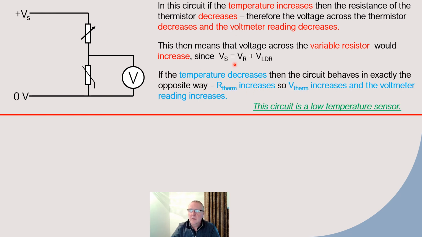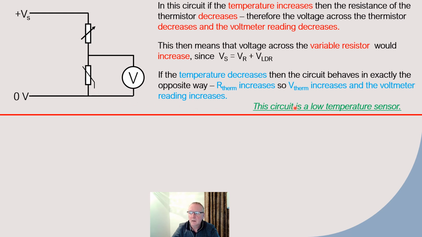And if we do the exact opposite, if we decrease the temperature of the thermistor, then the circuit behaves in exactly the opposite way. Decreasing the temperature will increase the resistance of the thermistor, which means the voltage will increase because it's getting a bigger share of the supply voltage. The voltage across the variable resistor would decrease, but we're not bothered about that really. We're really just interested in the voltage across the thermistor in this circuit.